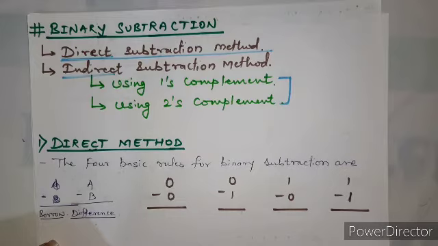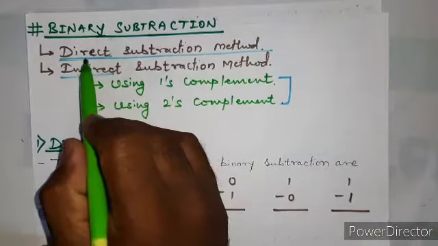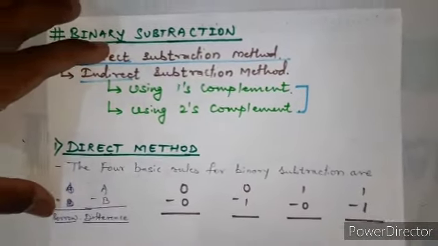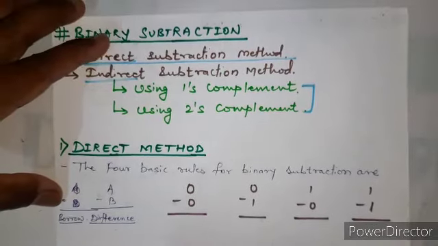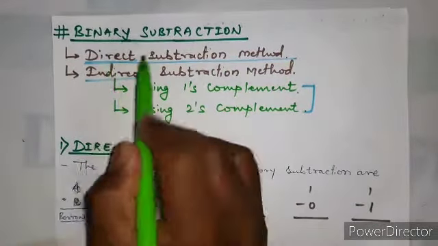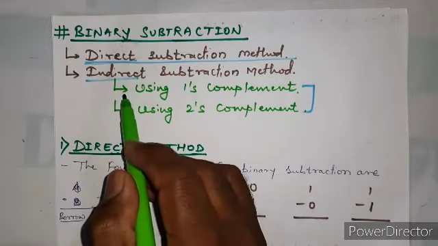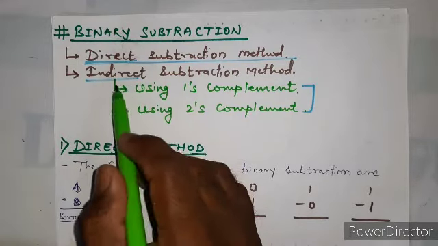Now we'll understand why we need to go for the indirect method once we understand what the direct method is and what the limitations of that direct method are. Okay, so first is the direct method, which we can perform with the help of those 4 rules, and then second is the indirect method.